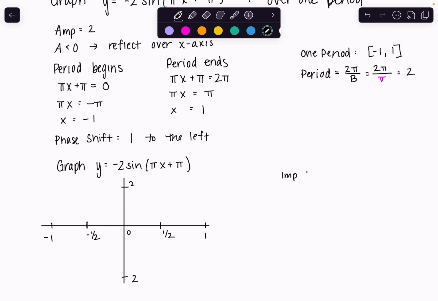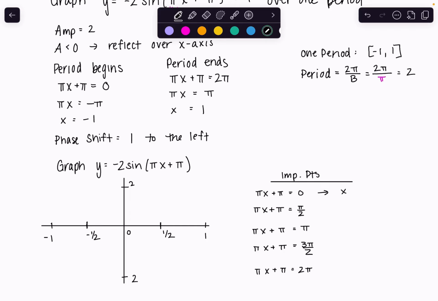But again, if you want to find the important points before you graph first, go for it. You set the inside equal to 0, the inside equal to pi over 2, the inside equal to pi, the inside equal to 3 pi over 2, and finally the inside equal to 2 pi. This results in our starting point, which is -1. This results in our ending point, which is +1.